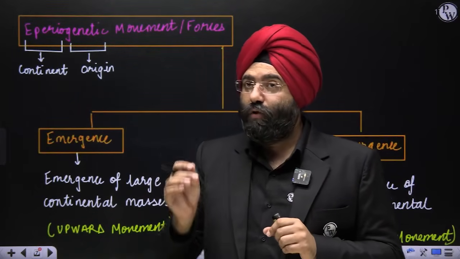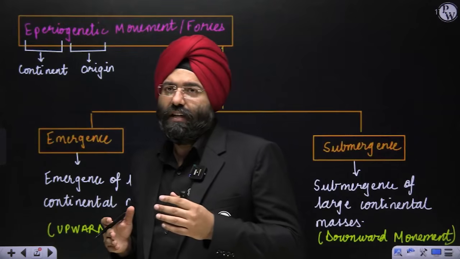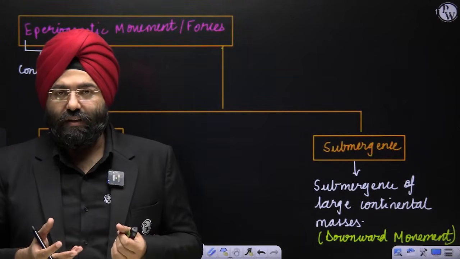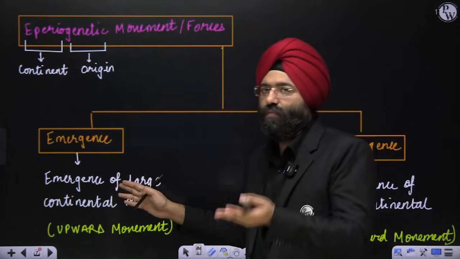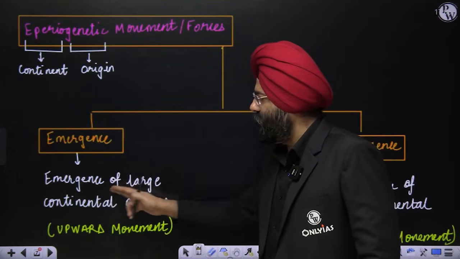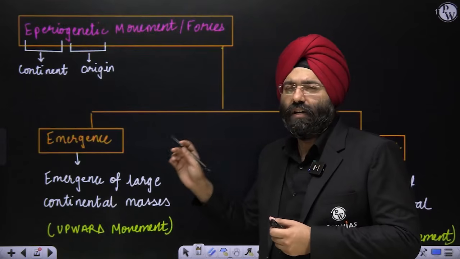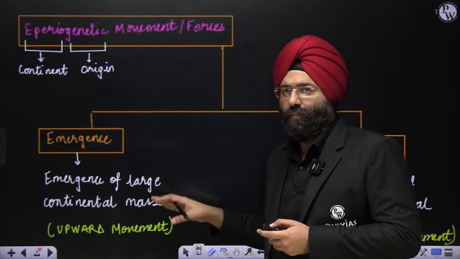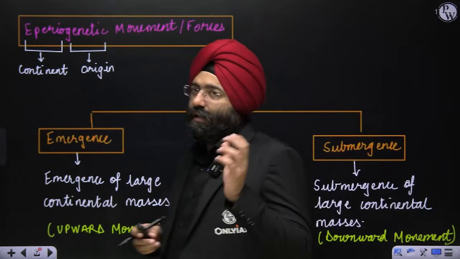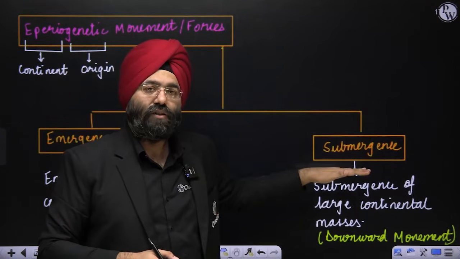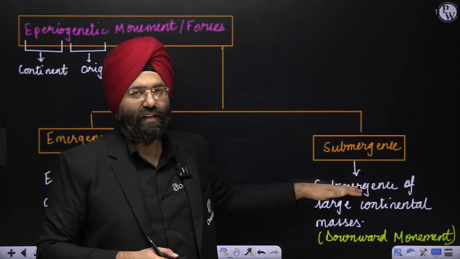Now, there are two phenomena that can happen. Supposing there is emergence of land because of the internal forces. That is known as emergence or upward movement. So, emergence of large continental masses, that is the upward movement that takes place. We will be seeing these phenomena as we go further in the chapter, so don't worry about them. The other is submergence. Submergence means the continental mass basically submerges. So, that means there is downward movement taking place.